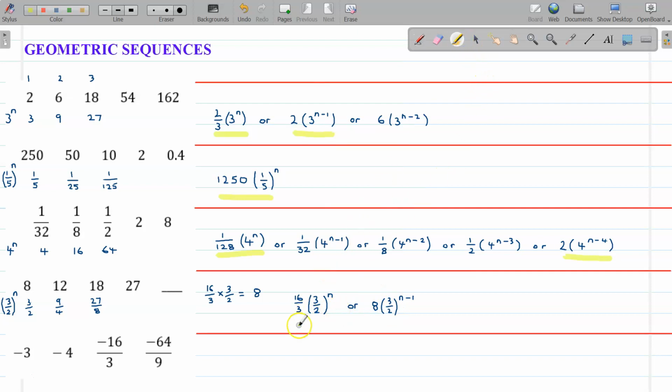And now we come to the last one. Okay, now this is a negative numbers sequence, and it's going down. And I do the same kind of thing. I just say, what am I having to do to each number to get to the next one? Well, I'm multiplying minus 3 by 1 1/3 to get minus 4, or I'm multiplying it by 4/3.